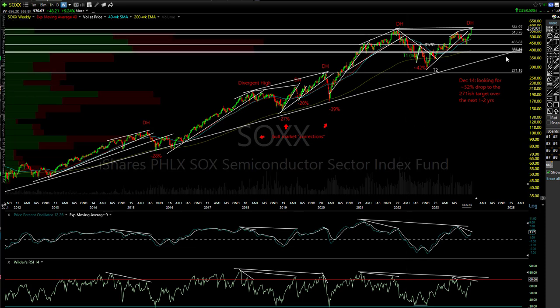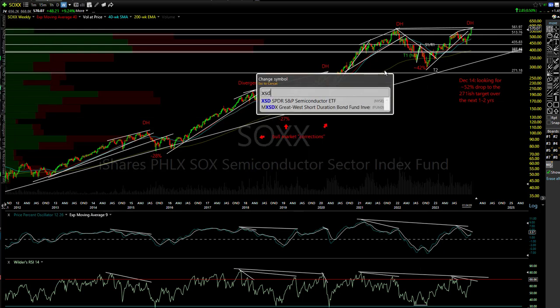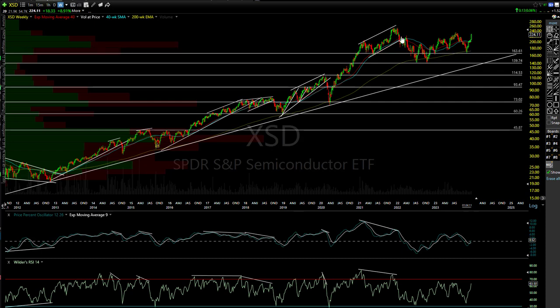So let's get to those now. Before I get to all the others, I told you I'd look at XSD. So remember, each of these semiconductor ETFs has a different basket.